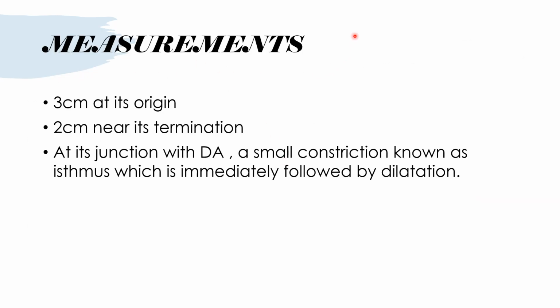Coming to the measurements of the arch of aorta, it is about 3 centimeters in diameter at its origin, but it becomes lesser near its termination, about 2 centimeters. At its junction with the descending thoracic aorta, there is a small constriction known as the isthmus. This isthmus is immediately followed by a dilatation. So these are the measurements of the arch of aorta, 3 centimeters at its origin. And remember one thing, the diameter of the arch of aorta is the same as that of the ascending aorta.